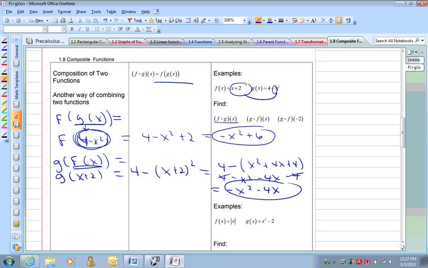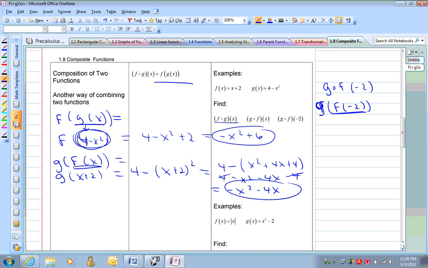Now let's take a look at, and I'm going to do it over here, the g of f of negative 2, written as g of f of negative 2. This time we're going to plug in a negative 2. Let me erase this so you can see this better.